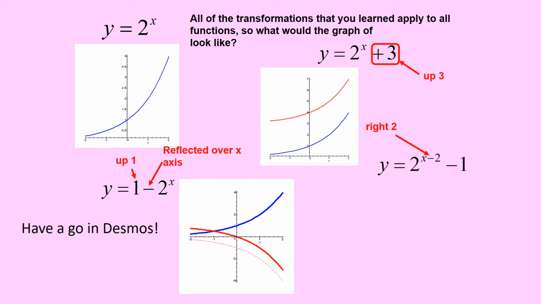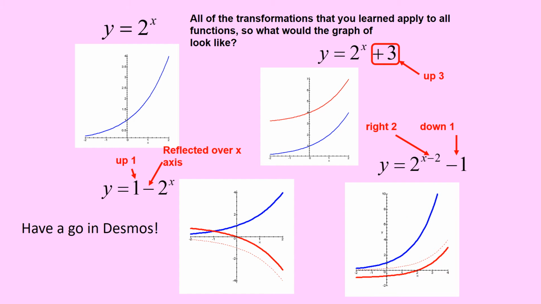Well, the minus 2 in the exponent means that it shifts the graph to the right 2 places. The minus 1 means that it shifts the graph down 1 space. So you would end up with a red graph like this.